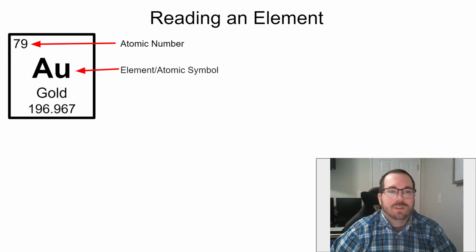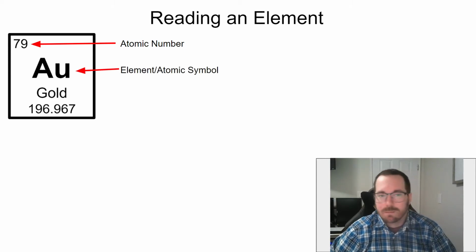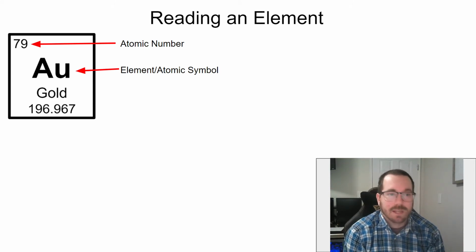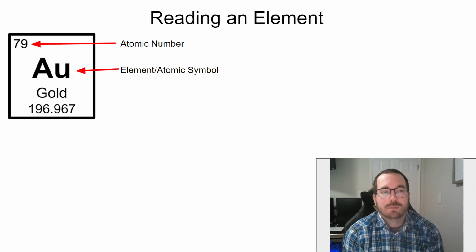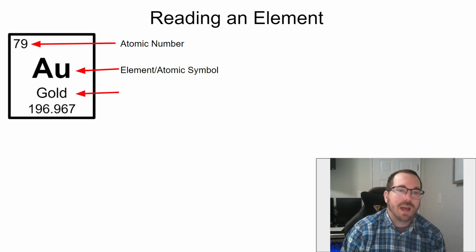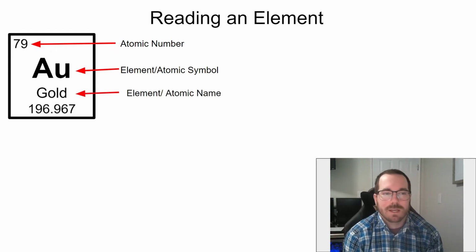Next, we have the element or the atomic symbol. This is the 1 or 2 letter code that represents that specific element. So for this one, we have Au, capital A, lowercase u. And that symbol represents gold. So anytime you see that, you know that that's the element, that's the atom that it's referring to. Underneath that, we just have the element or the atomic name. This is the one that we call it by. This is the one that we understand it to be.